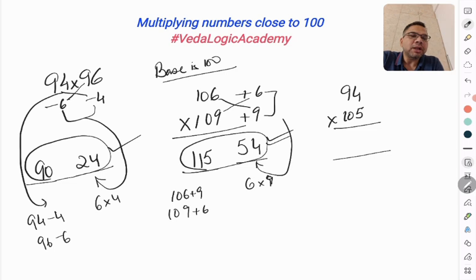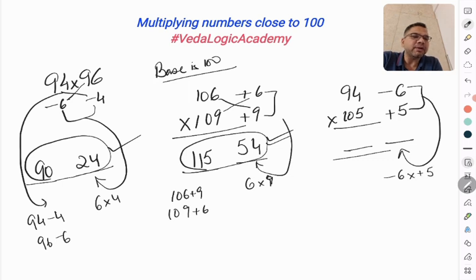Now again the base is 100. The difference between 94 and 100 is minus 6. The difference between 105 and 100 is plus 5. Since we are calculating the answer in two parts here, we will do the same thing. One thing to remember here is that we are multiplying minus 6 and plus 5. The students who have not reached that level in school might need to wait.